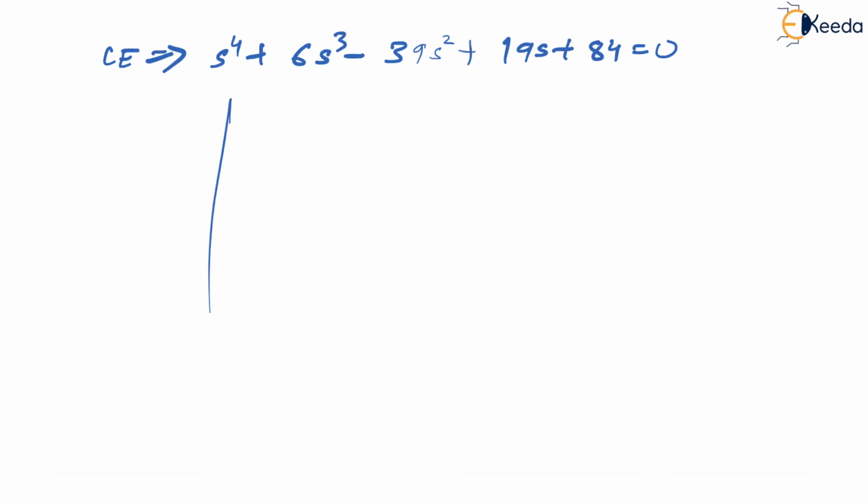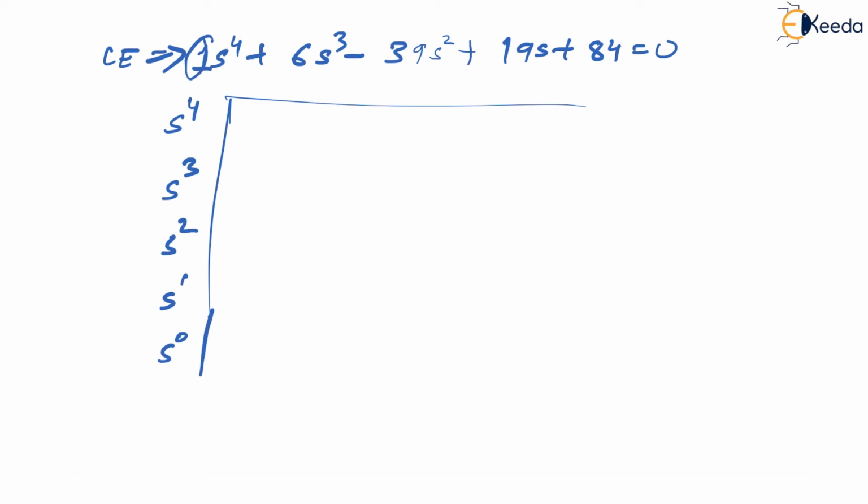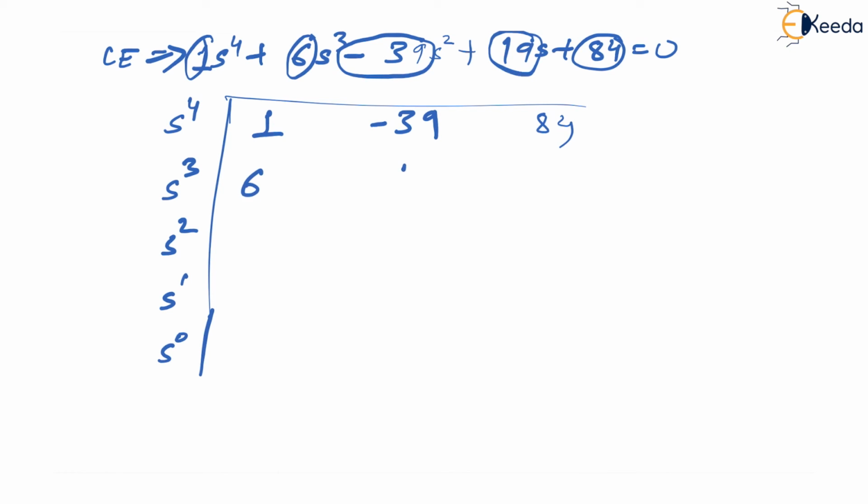Now, we will try to do the Routh's array. Let us see what happens. S power 4, S power 3, S power 2, S power 1, S power 0. That's it. Now, what do we do then? We don't have anything here, which means here I have 1. Now, what do we do? Yes, we take alternate numbers, right? So we will take 1, we will take minus 39, then we will take 84. So we will have 1, minus 39 and 84, correct? Now, S cube is what? You will have 6 and 19, correct? So you will have 6 and 19 here. Okay, no problem.